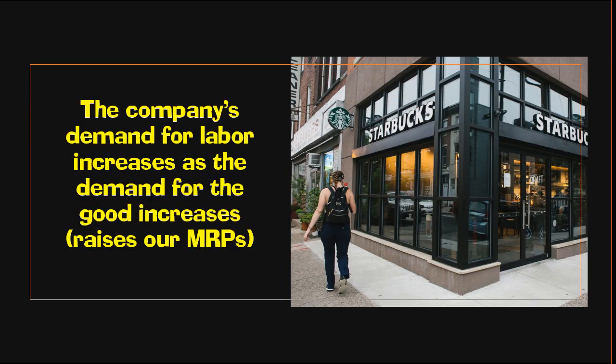So if the company's demand for labor increases because the demand for my good increases, right? It's a derived demand. It raises my MRP. We're selling more. I'm producing more money for the firm, so I should get paid more. Adam Smith argued that college professors should get paid based on how many students they can attract. And the good professors should get paid more because they can attract more students.